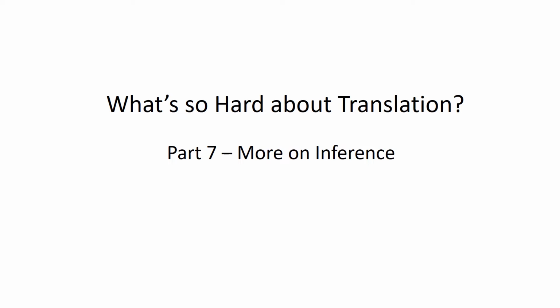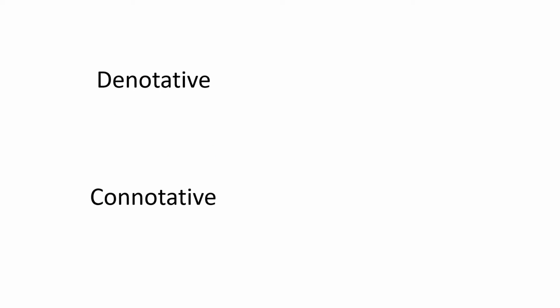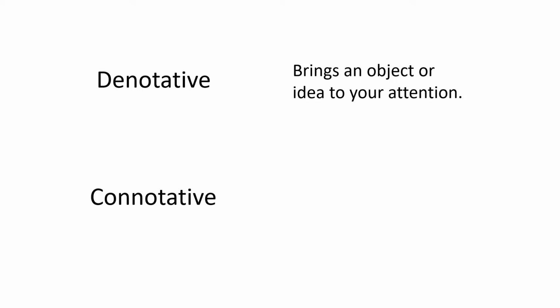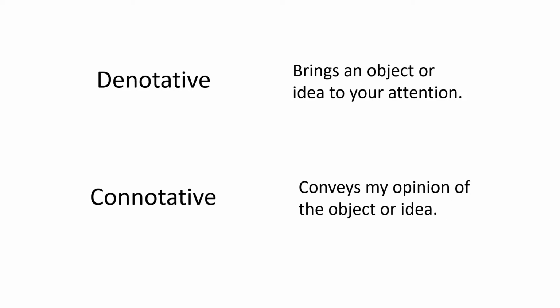In video 4, we introduced the idea that a single word can convey two kinds of meaning at the same time. We called those two kinds of meaning the denotative meaning and the connotative meaning. The denotative meaning is the thing or concept in the world that a word points to, and the connotative meaning conveys, more or less, the speaker's opinion of that thing.